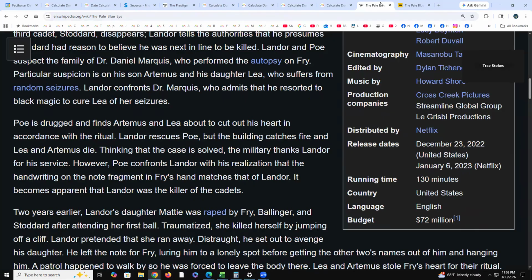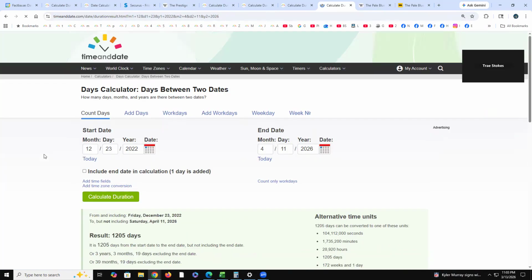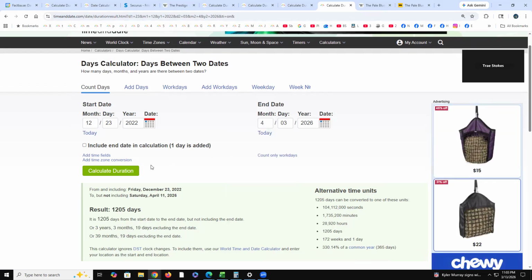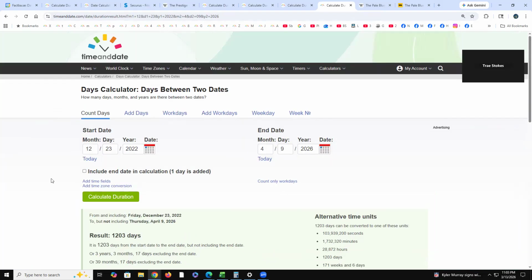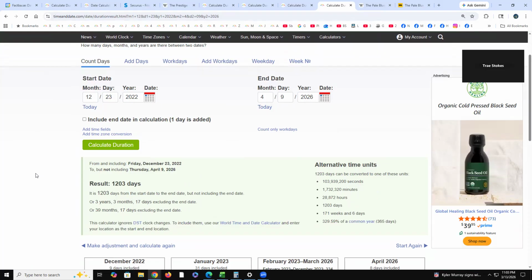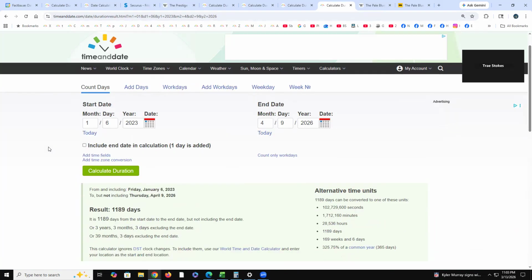2022 and 2023, it's December to January. 2022, December 23rd. When you run the pale blue eye, it's 1203. Then it was January 6th, 2023. That's what it was.